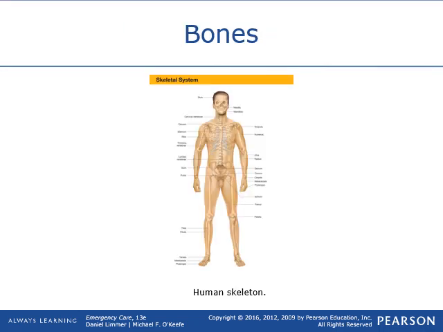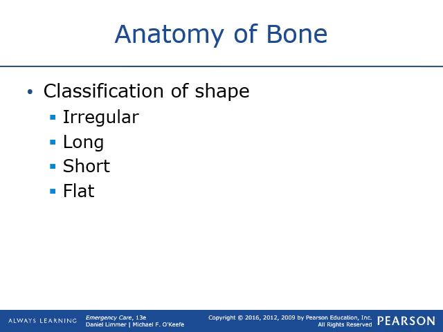Here's a little diagram of the bones in the skeletal system, and this is in your book. Definitely know the bones of the arms and the legs. Those are the main ones, and the ones in your pelvis there.